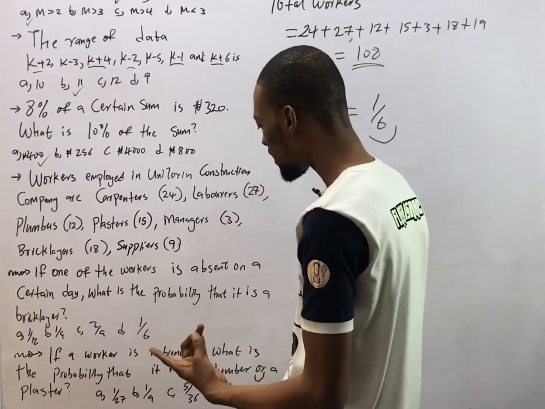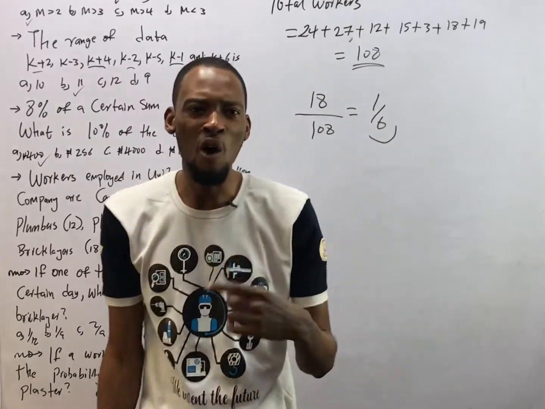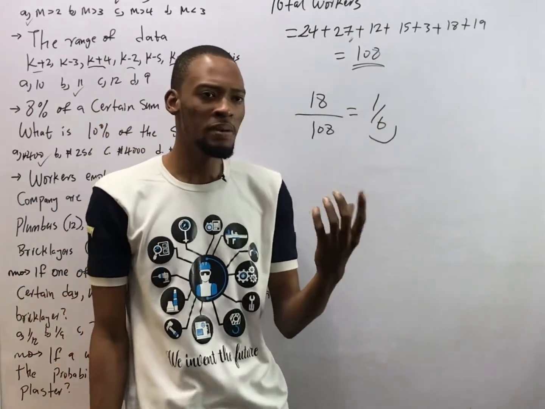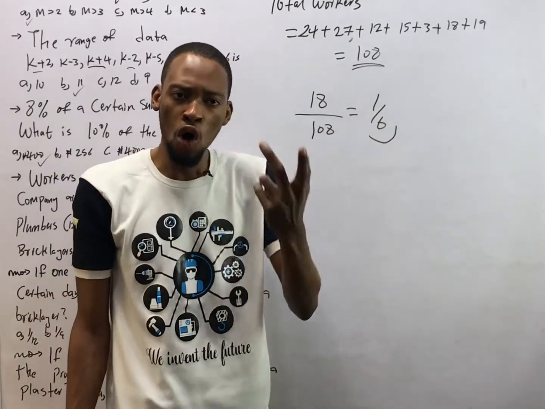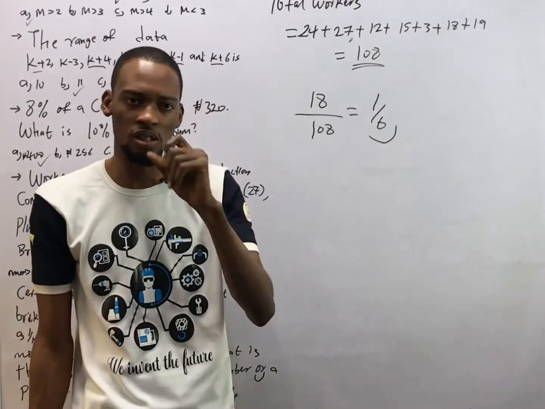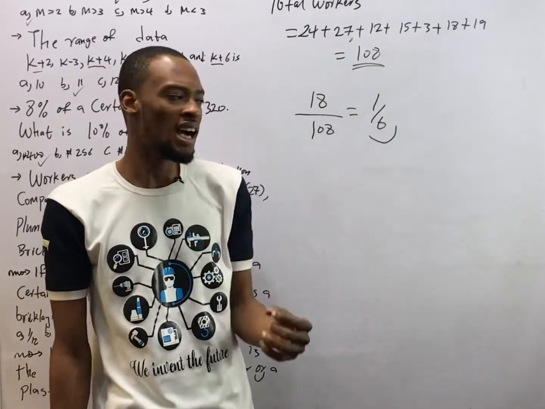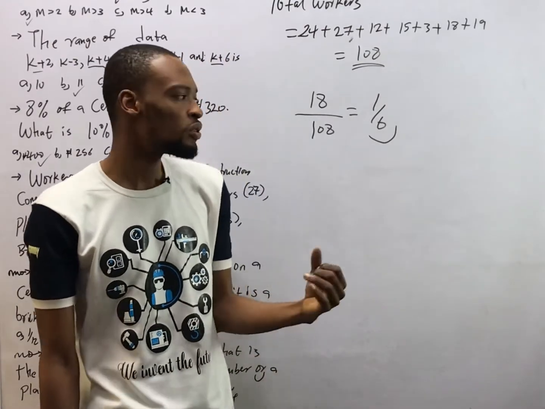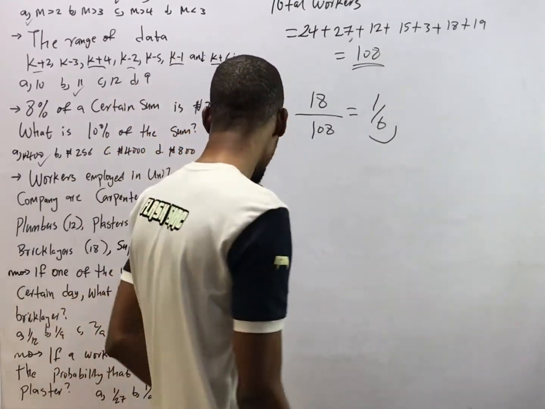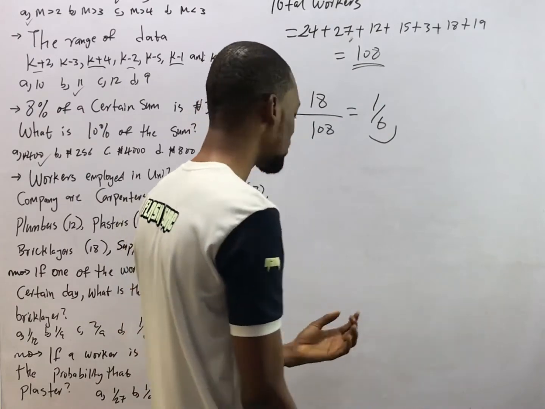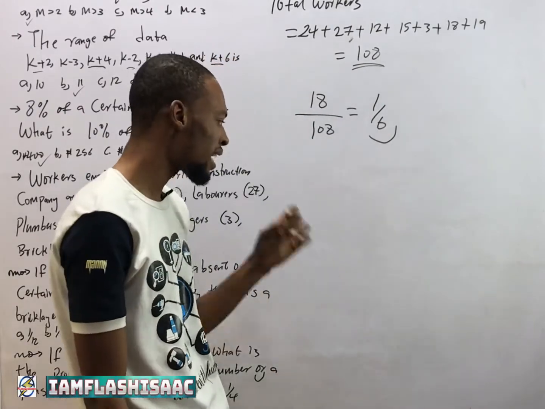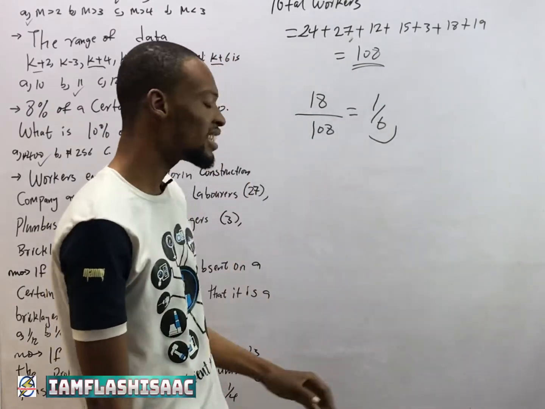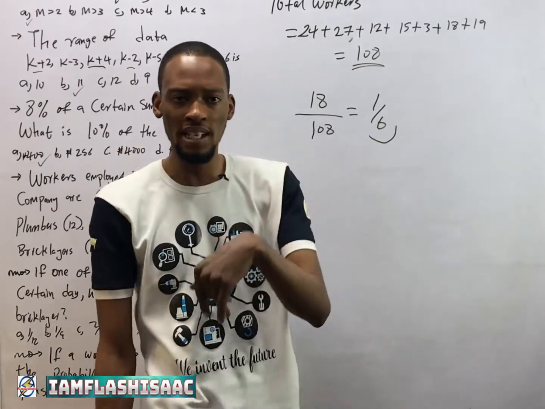And the next question says, if a worker is retrenched, what is the probability that it is a plumber or a plaster? In probability, when you are using or when you need just one result, we add. And when you are using and, or you need the two results, we multiply. So if it were probability of plumber and plaster, we simply multiply. But in this case, they are saying either plumber or plaster.